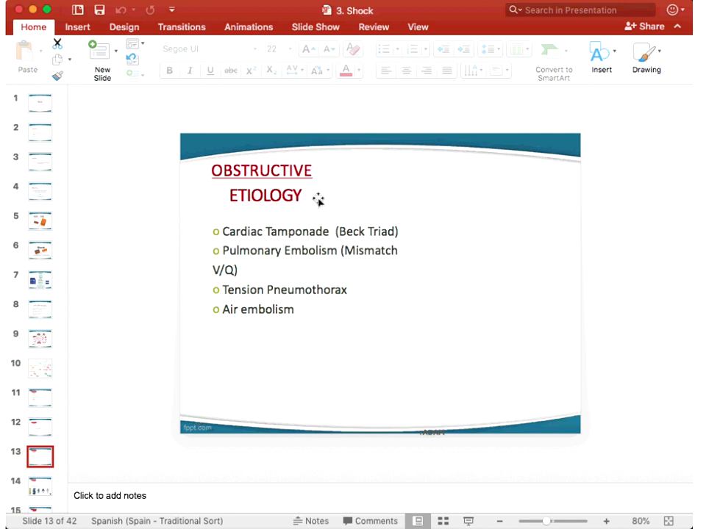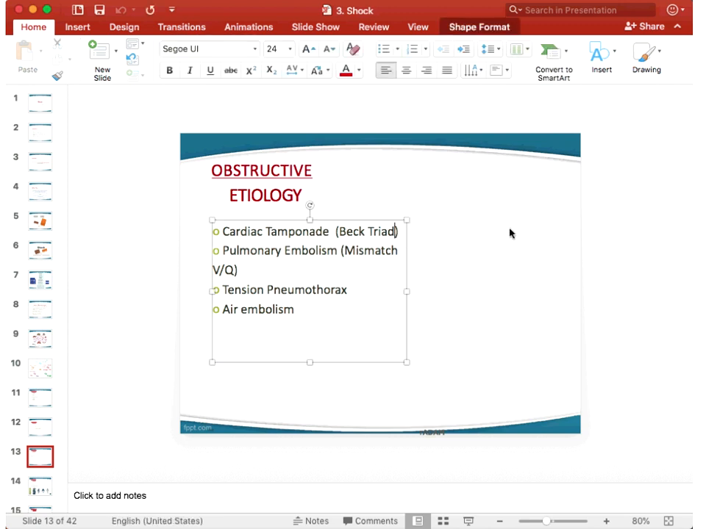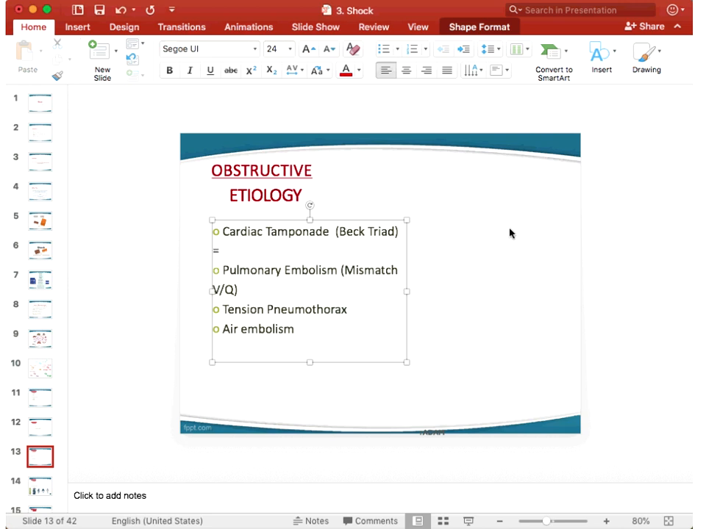Now the obstructive, it is due to lungs. All of these conditions are life-threatening: either a cardiac tamponade, or pulmonary embolism, or a tension pneumothorax. So as you can recall, the cardiac tamponade shows up with a Beck triad, which, can you recall which is it?